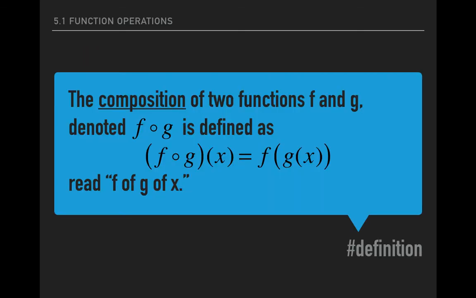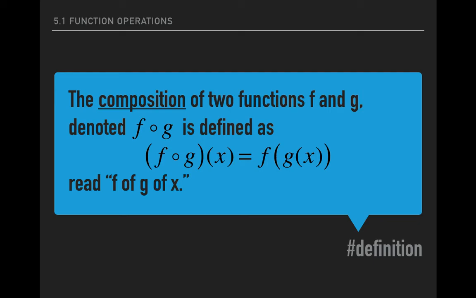There's another operation. It's called the composition. The composition of two functions, f and g, you would denote f and then a little circle, and g. You would read that f, the composition of f and g. And you define that as f of g of x. Once again, you read that f of g of x. So the composition of f and g is really f of g of x.